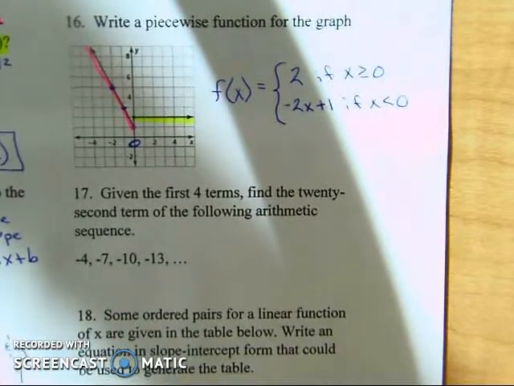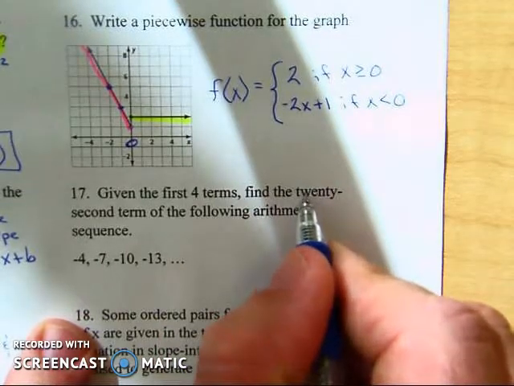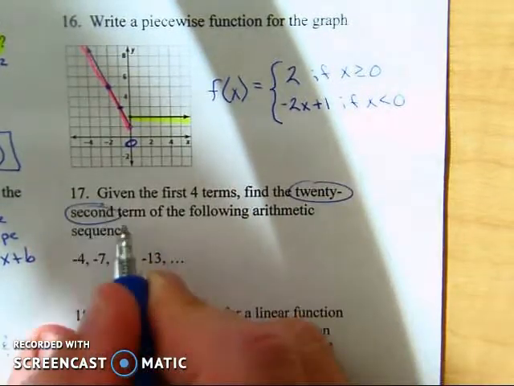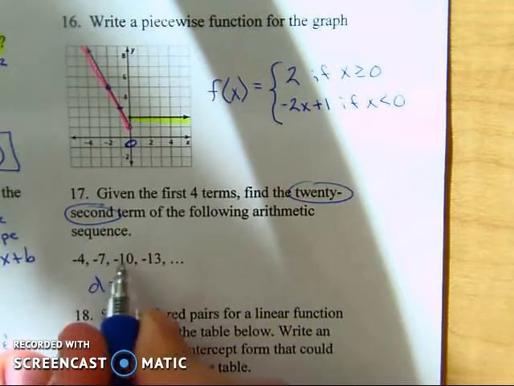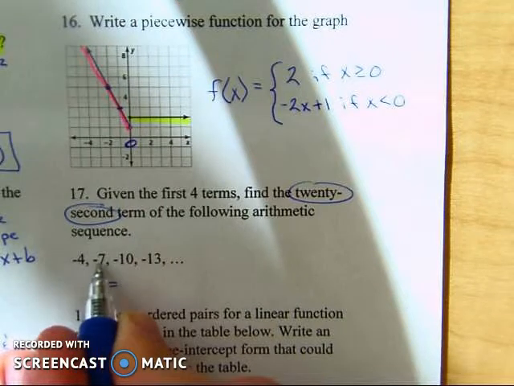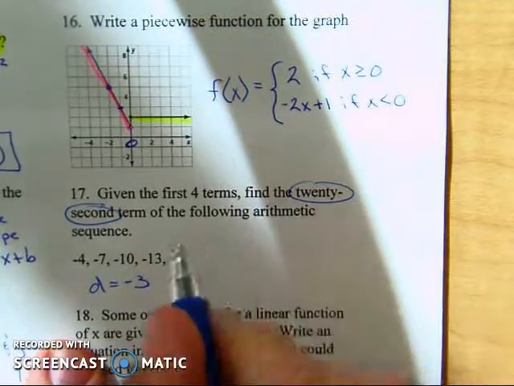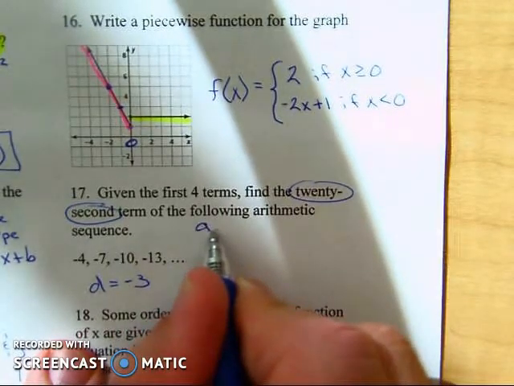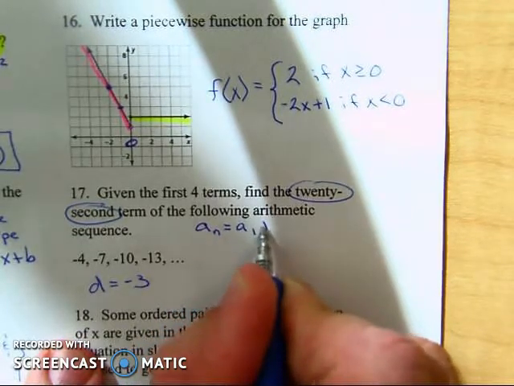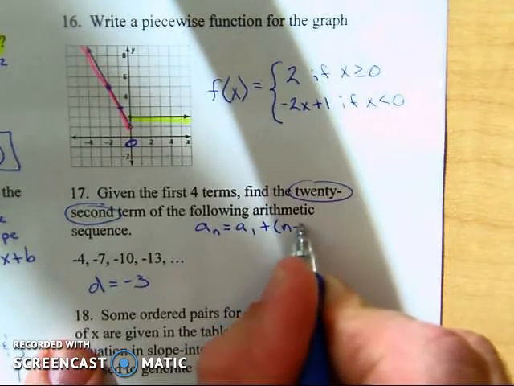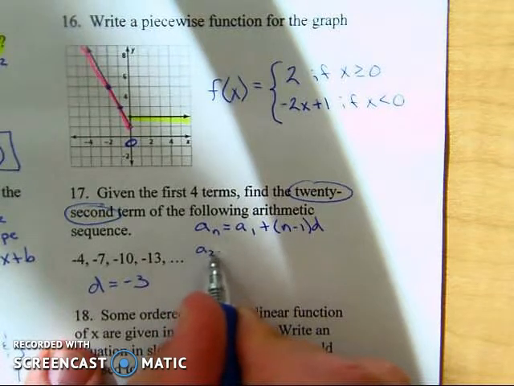Right underneath it, we have terms here, and we're looking for, it's kind of got cut off here, the 22nd term. And if you notice here, we do have a common difference. It is going down this time, so it's decreasing by 3 all along the way. So I'll just put d equals negative 3. And my formula that I'm going to use, a sub n, is going to be equal to a sub 1 plus the quantity n minus 1 times d, the common difference. So I'm looking for the 22nd term this time.